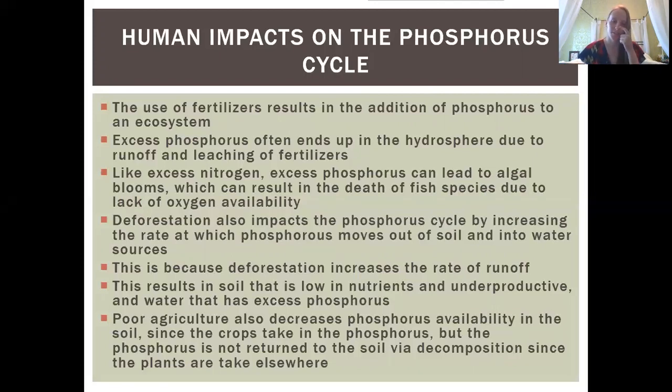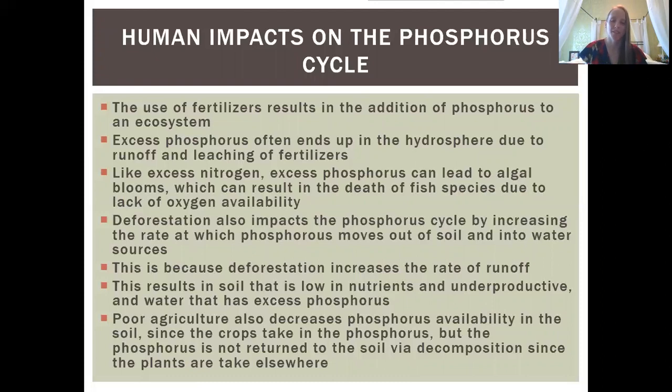Deforestation also impacts the phosphorus cycle by increasing the rate of weathering, essentially, as well as runoff, because trees protect the ground underneath them from both weathering and runoff. The canopy protects the ground underneath from the weathering. The roots tend to be really good at holding the soil in place, so it prevents against runoff. And so when you deforest an area, both of those processes speed up. That can result in the soil that's left behind being low in nutrients and not very productive. And then the water that all of those phosphorus molecules got carried to now has too much phosphorus.